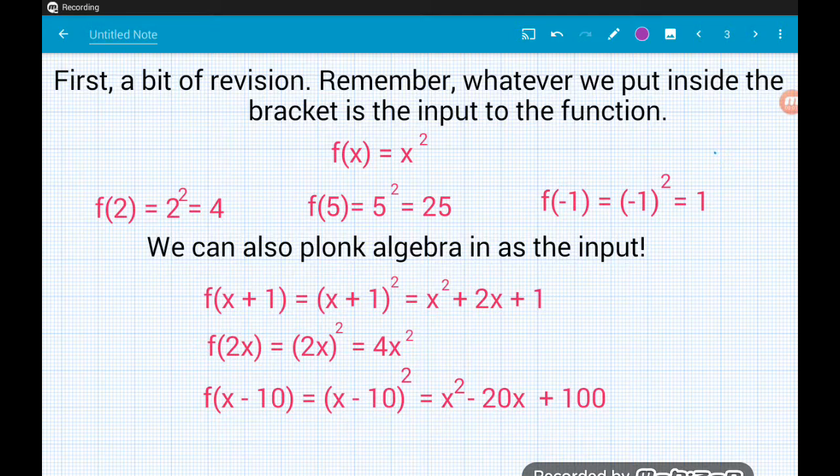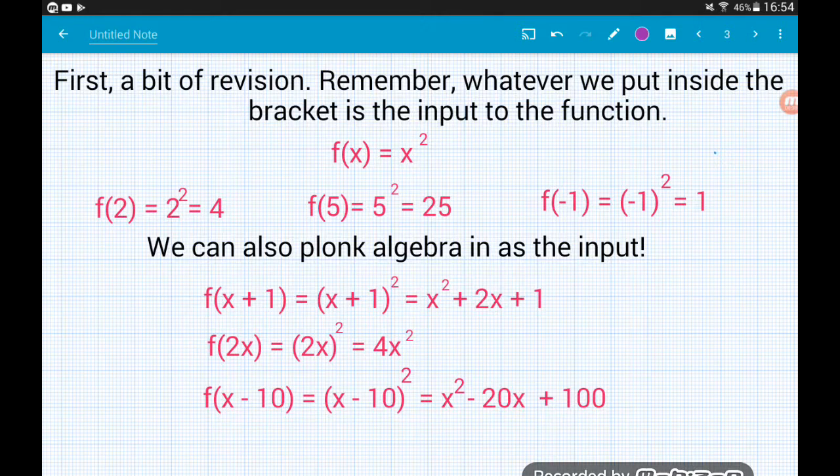Okay then, so before we get to the crux of this lesson, let's have a tiny little bit of revision and introduce a new idea. So remember that the number that goes in the brackets after the function's name is the input to the function, and the right hand side tells us what that function is. So here, if we're dealing with f of x is equal to x squared, and we put in our inputs, f of 2 is 2 squared, which is 4, f of 5, 5 squared, 25, and f of minus 1 is equal to minus 1 squared, which will give us positive 1.